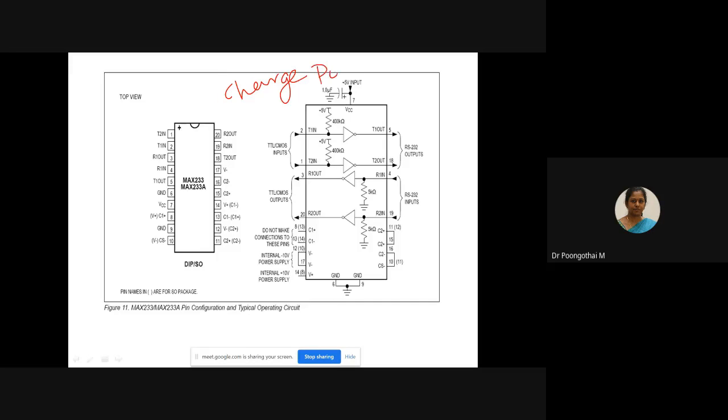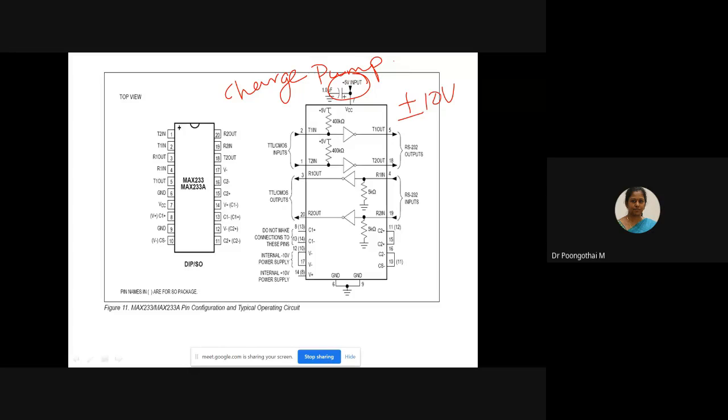Charge pump capacity, and it eliminates the need for bipolar plus or minus 10 volts here. So only one voltage, 5 volts. It enables single power supply operation from a plus 5 volt power supply, and all the capacitors are integrated inside the IC. Okay. So it performs the same job as MAX232 but eliminates the need for capacitors.